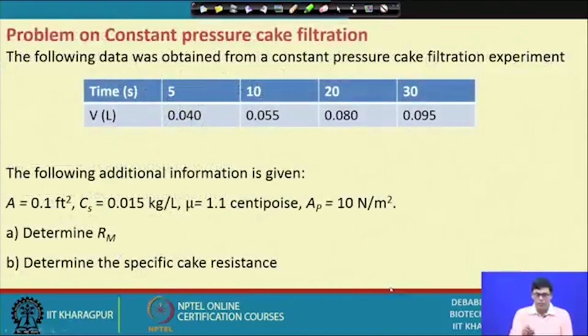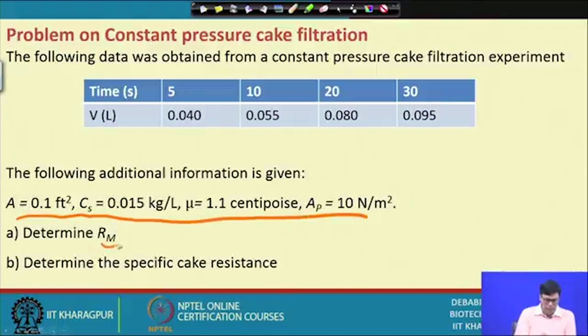Now this is the problem that we have. The following data are obtained for a constant pressure cake filtration experiment. The time is 5 seconds, 10 seconds, 20 seconds and 30 seconds. The volume is increased like this, so the volume of the filtrate is increased like this. So A equal to this, these parameters are given, and what you have to find out is the Rm value and the specific resistance. This is the resistance of the medium and the specific resistance of the cake, both you have to calculate.